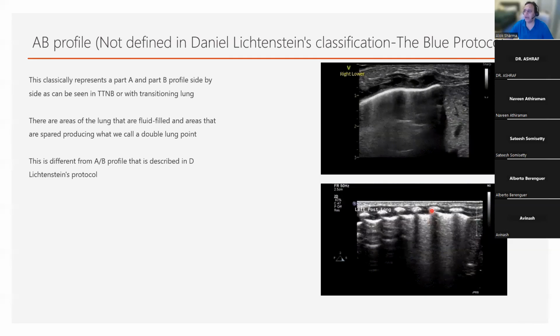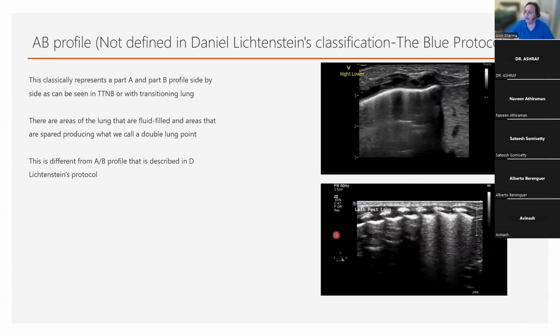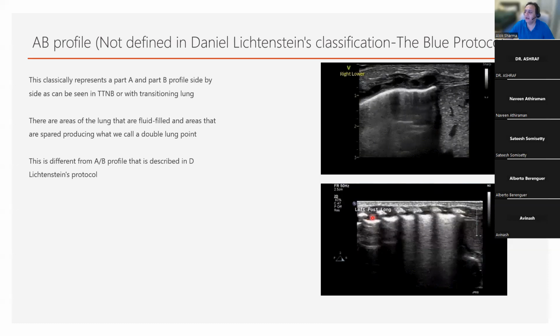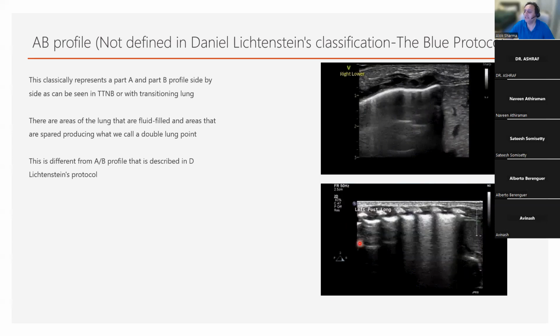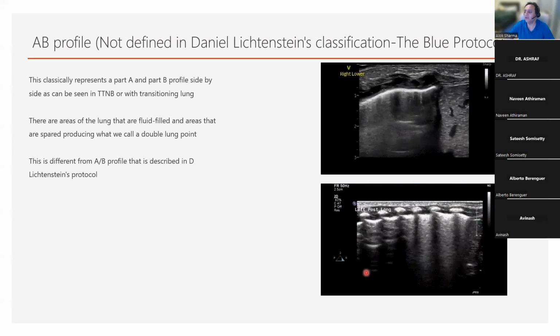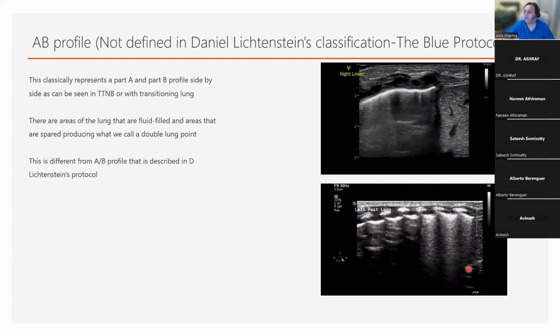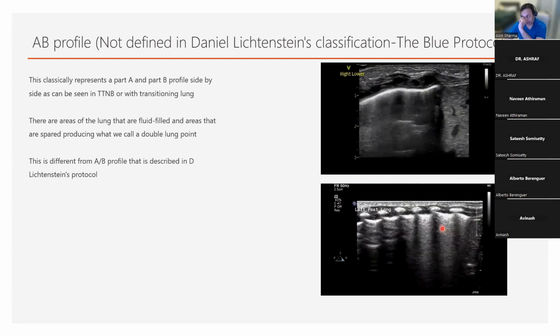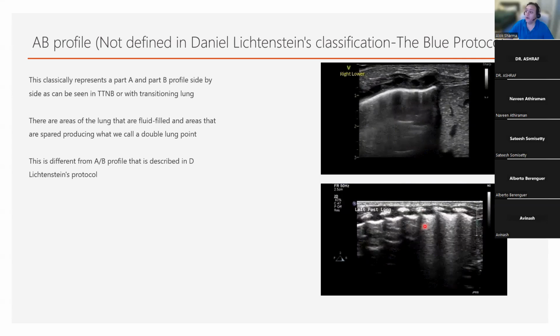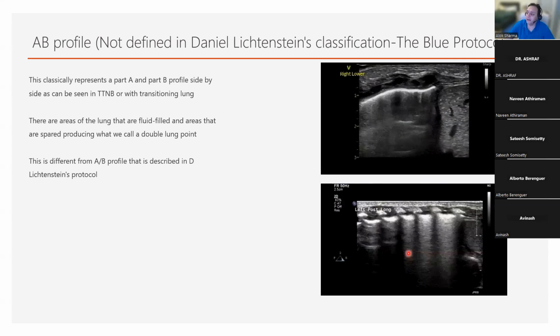Now, as you can see in this lower image over here, you've got an area of lung. So you've got the batwing sign, you've got pleura that looks slightly thick and blurred, but then you've got these A lines with an A profile with attenuation, very much adjacent to these compact B lines that you see at the bottom. Now, this is the left posterior lung, and this is classically what we call a double lung point of transitioning lung. Some people use the terminology AB profile.